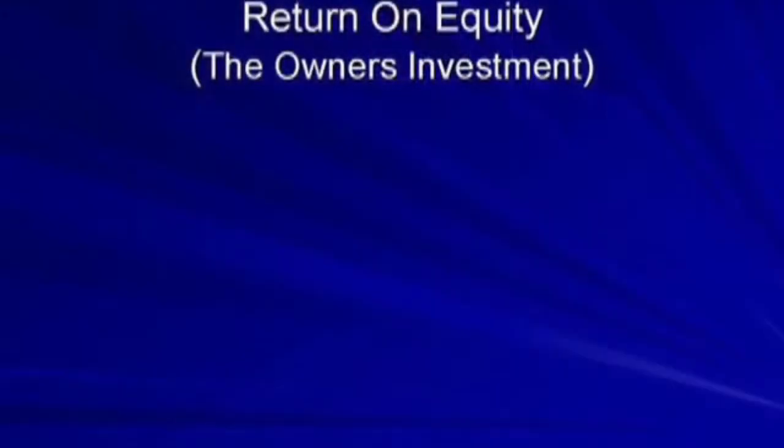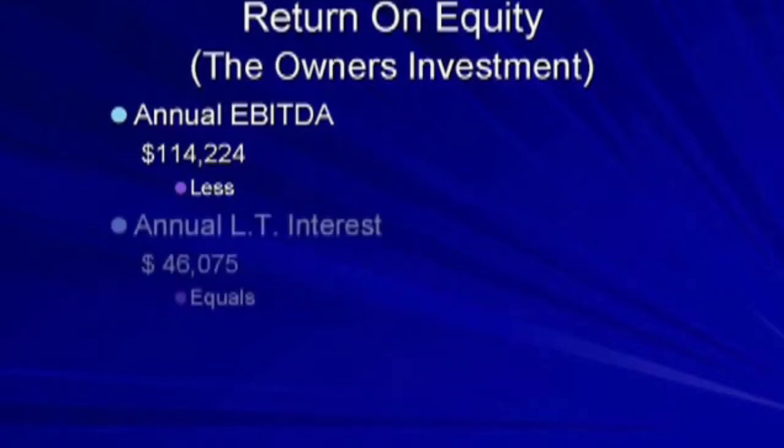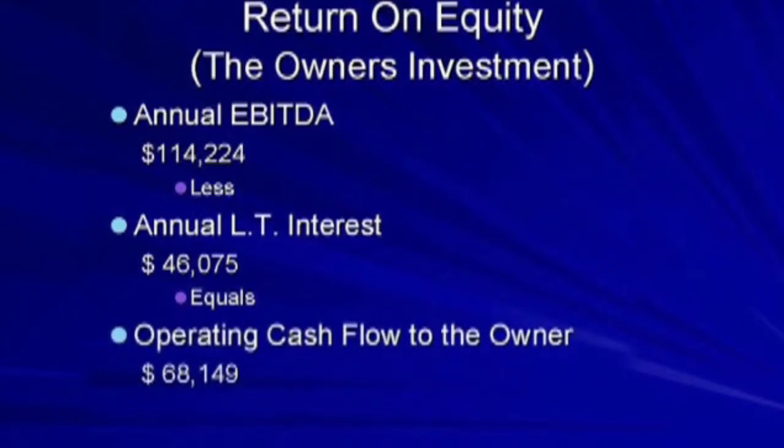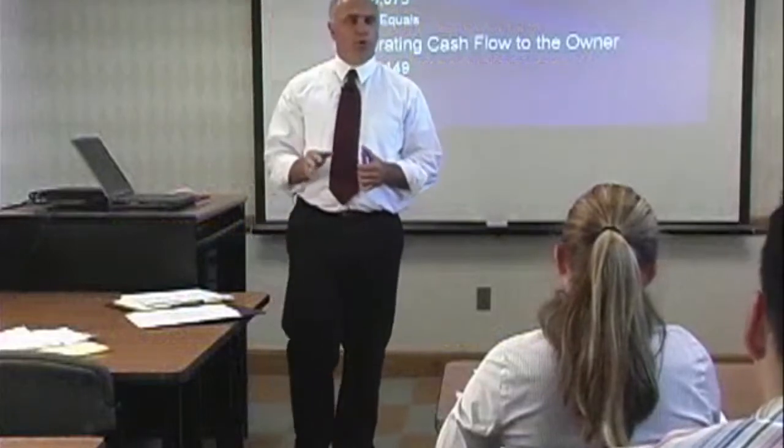The balance flows to the owner. So to calculate how the owner is doing, we are going to look at the return on equity, which is a way of expressing the return on the owner's investment. The annual EBITDA of $114,224 less the annual long-term interest that's been paid to the lenders of $46,075 equals an operating cash flow to the owner of $68,149.